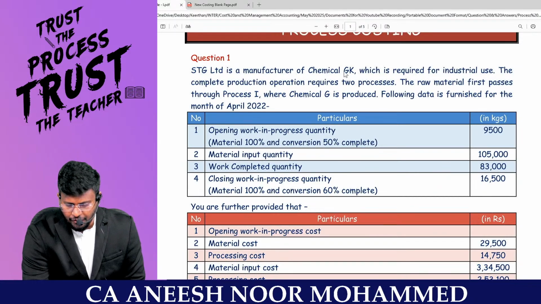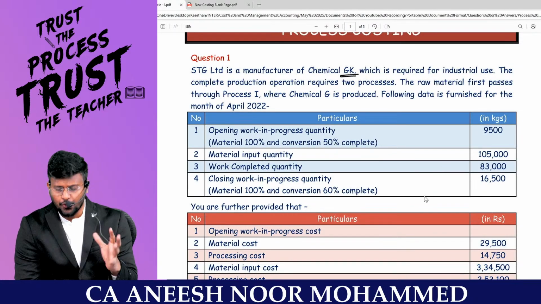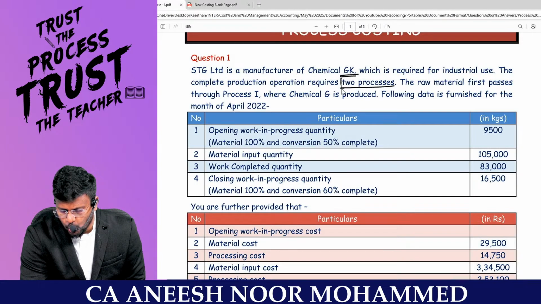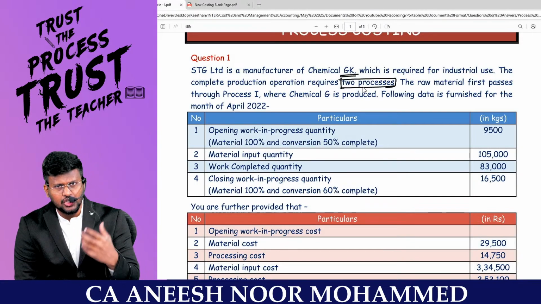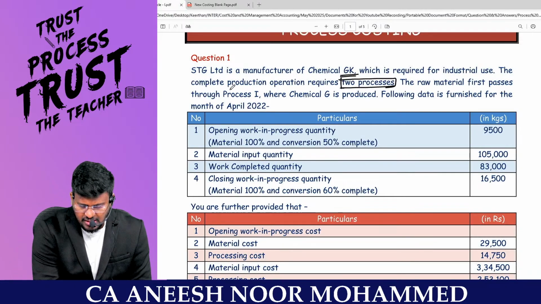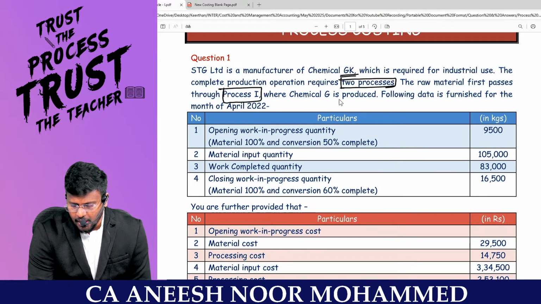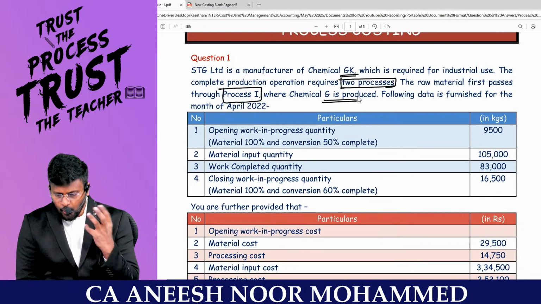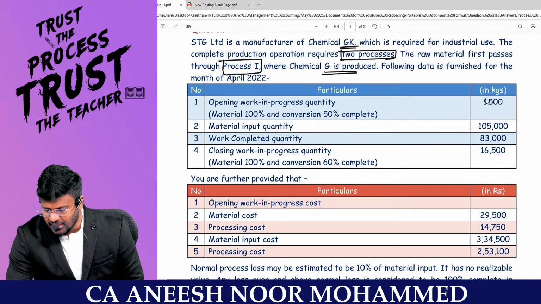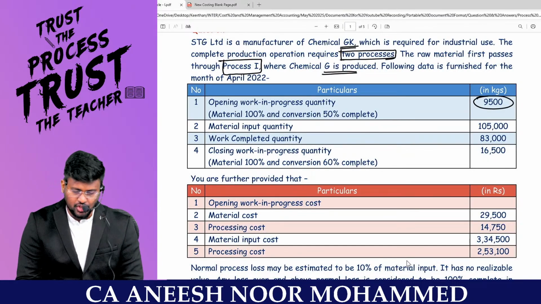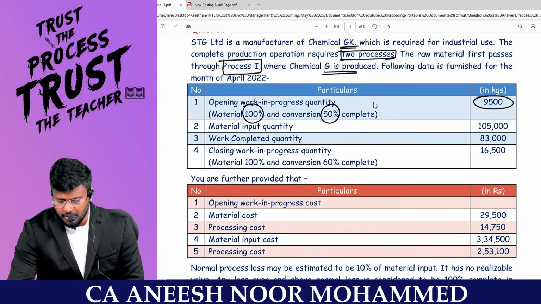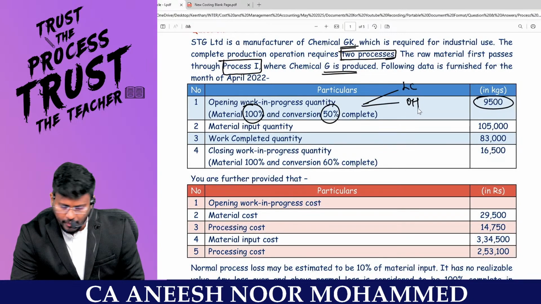STG Limited is a manufacturer of chemical GK, which is required for industrial use. The complete production operation requires 2 processes. That means before the finished goods come out, it travels through 2 processes. The raw material first passes through process number 1, where chemical G is produced. The following data is furnished for the month of April. Opening work in progress quantity is 9,500 kg, material 100% completed and conversion 50% completed. Basically, conversion means labor cost and overhead.